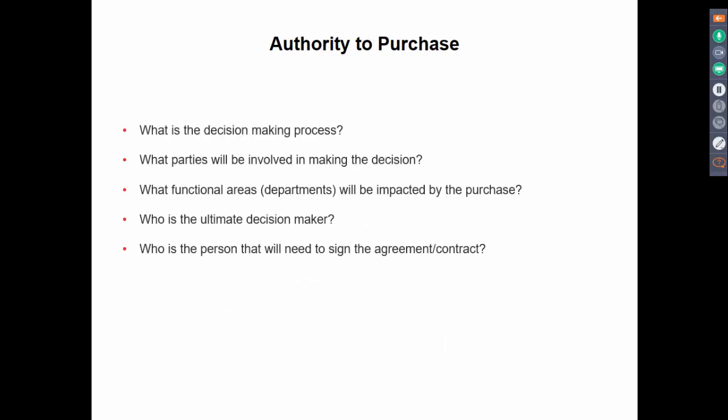So let's look at the next category, authority to purchase. So we're trying to identify, are you the person who's going to make the call, right? Or is it your wife? So instead of asking someone, are you the person who makes the call? Here are some more diplomatic ways to go about that. What is the decision-making process?